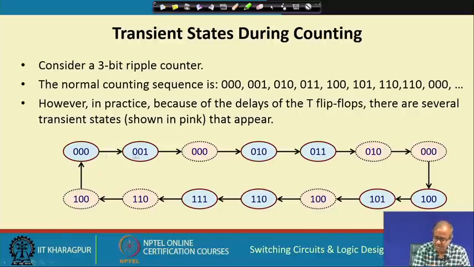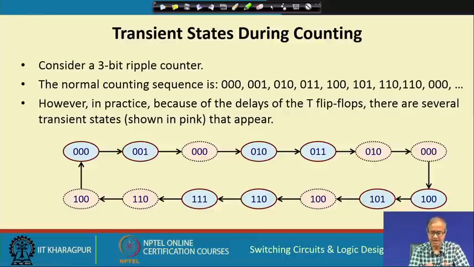Whenever a single bit is changing, like from 000 to 001, it goes directly. But 001 to 010, there are 2 bits which are changing. So here the first bit will change first, then the second bit will change. For 011 to 100, all the 3 bits are changing. So first the LSB will change, next the next bit will change, then the most significant bit will change. Similarly 101 to 110, and 111 to 000: first bit will change, second bit will change, third bit will change.